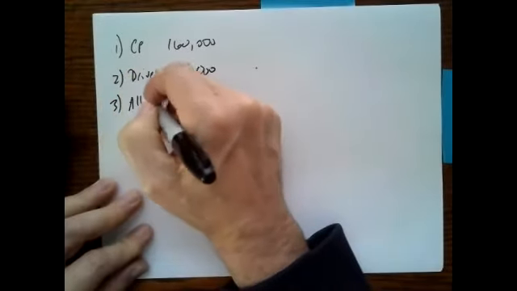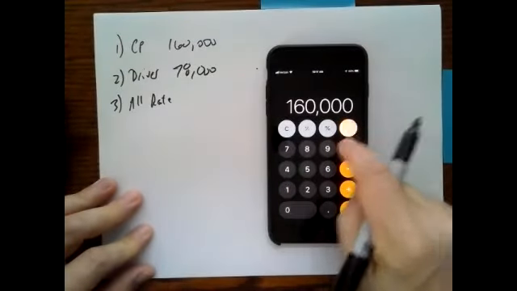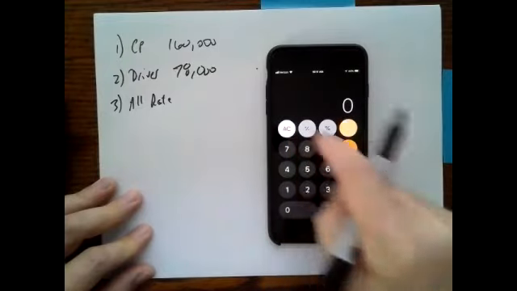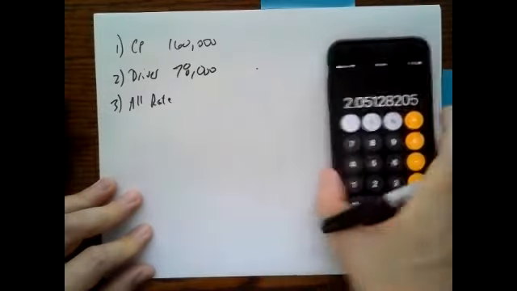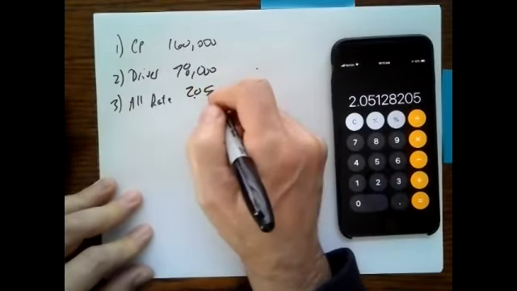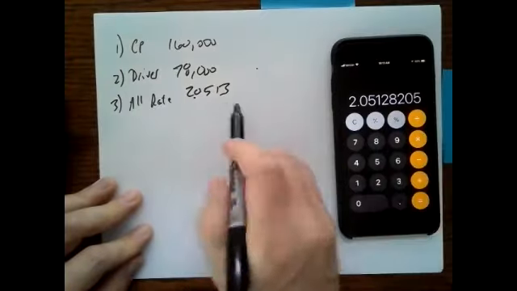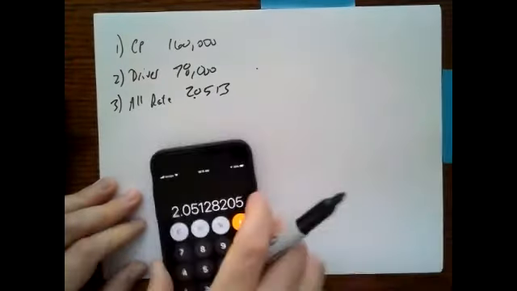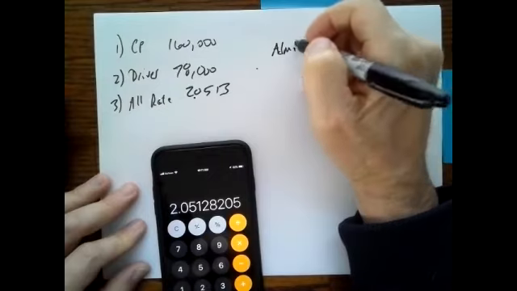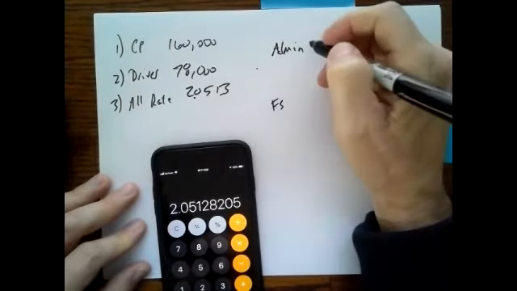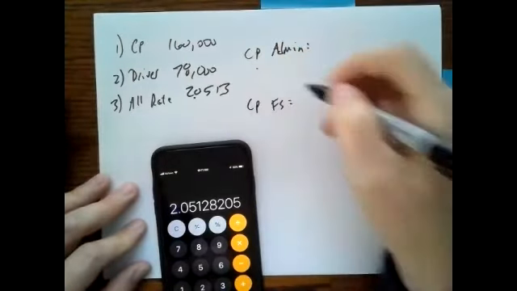Now, allocation rate, let's do the same thing. It's 160,000 cost pool divided by 78,000. 160 divided by 78 is 2.05.13. Because this is a small number and it's going to be multiplied by a big number, I'm going to try to carry as many decimals as I can. Okay, so now housekeeping is going to allocate to admin and financial services, right? And so we're going to start building the cost pool for admin and the cost pool for financial services.